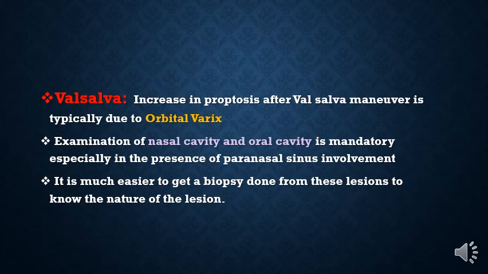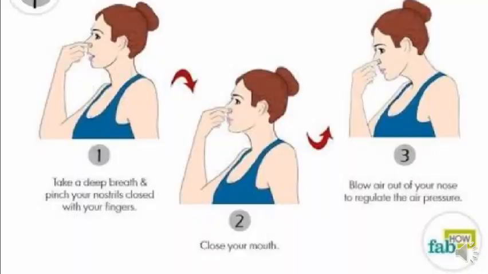Valsalva. Increase in proptosis after Valsalva maneuver is typically due to orbital varices. How to perform this Valsalva maneuver? Ask the patient to comfortably sit down or lie down. Ask the patient to take a deep breath and hold it, and pinch the nose and close the mouth. Ask him or her to exhale like if they are trying to blow up a balloon.